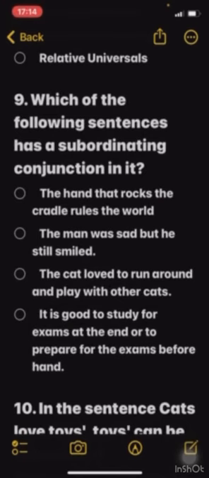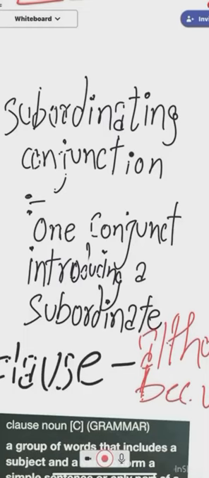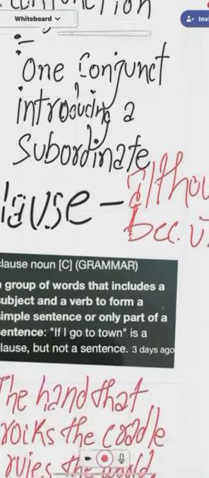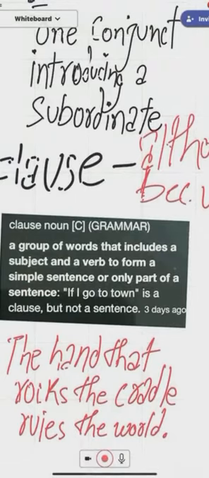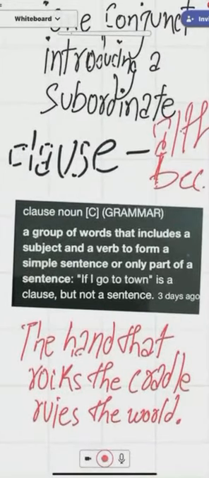Which of the following sentences has a subordinating conjunction in it? What is a subordinate conjunction? A conjunction introduced in the subordinate clause. So there's a subordinate clause. And what is a clause? A clause is a group of words that includes a subject and a verb to form a simple sentence or only part of the sentence. As in, if someone says, if I go to town, that is a clause but not a sentence.